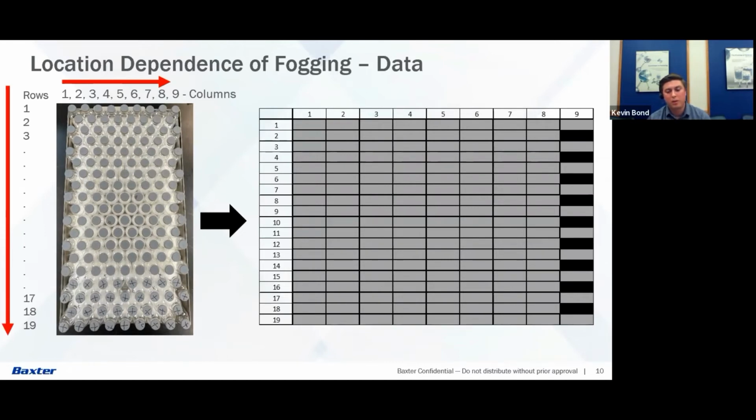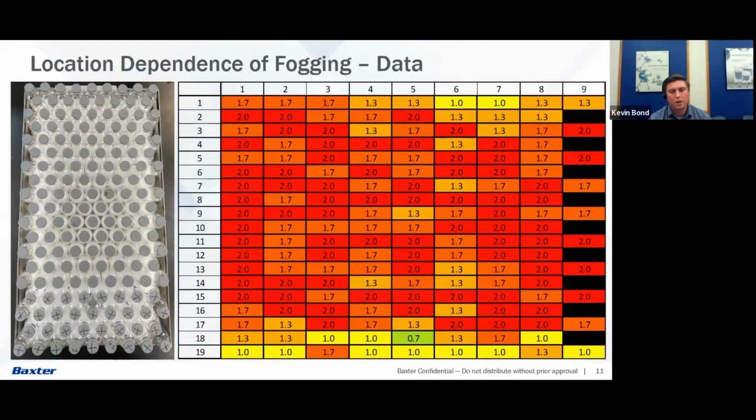So now, remembering that we scored these vials 2, 1, or 0, depending on if it was critical, non-critical, or no fogging, we input all those values into its cell, and the results look something like this. Remember, these are average fogging scores over 3 cycles for the entire shelf.